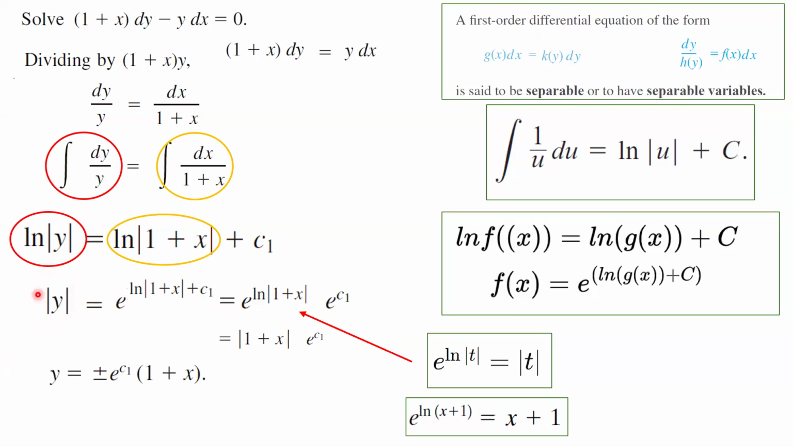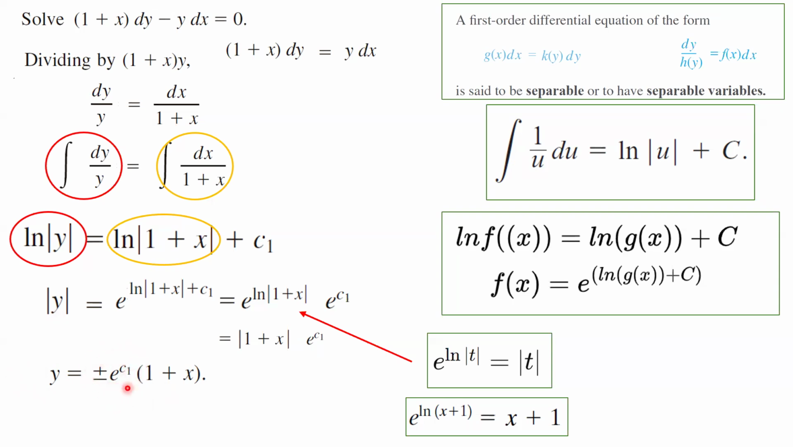Since you have the absolute value of y equals the absolute value of (1 + x) e to the power c1, to get rid of this absolute value, you need to add plus or minus in front of either y or in front of the quantity on the right-hand side. But take a look. Here you have plus or minus e to the power c1.